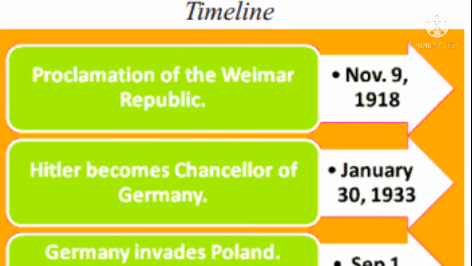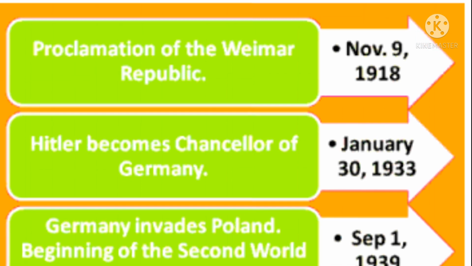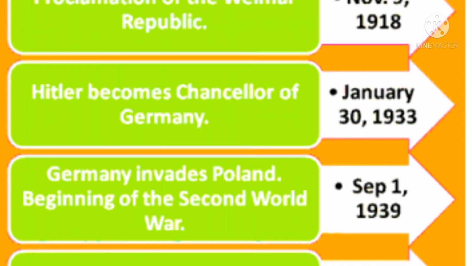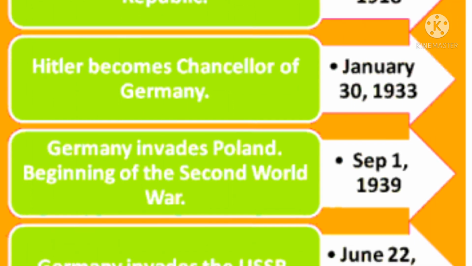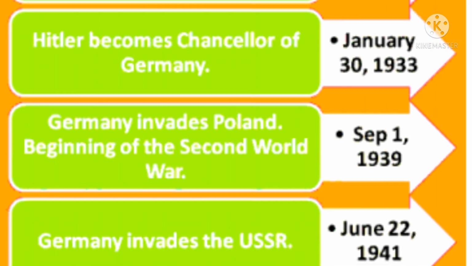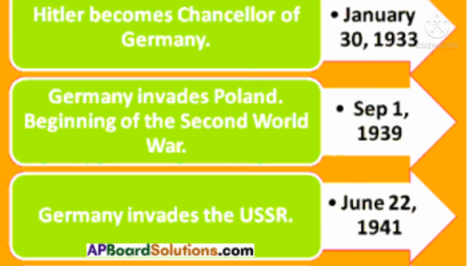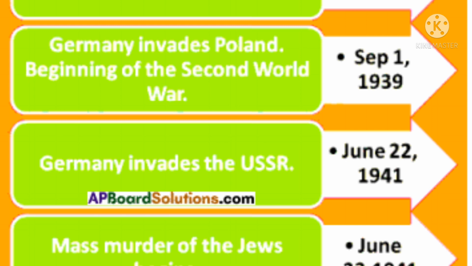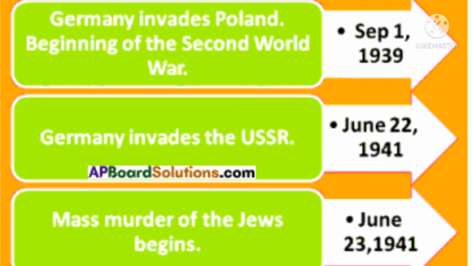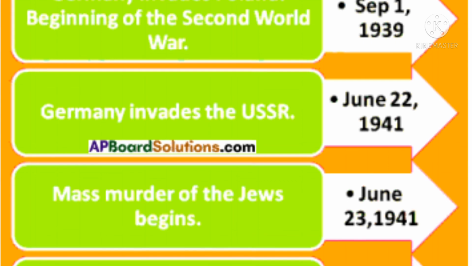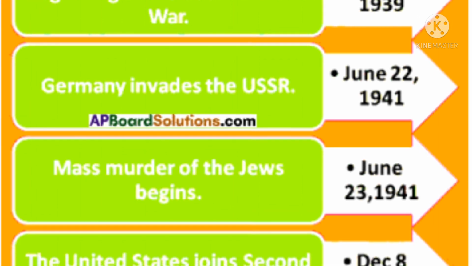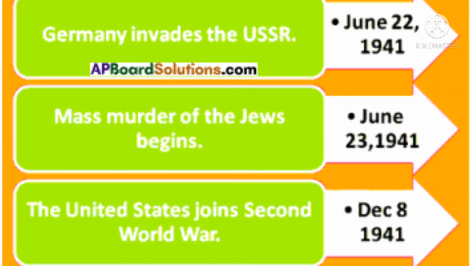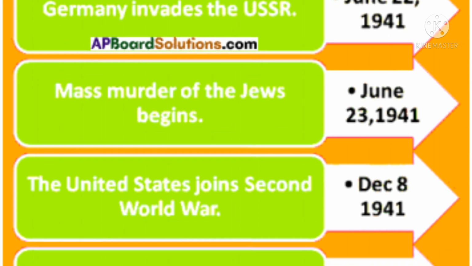Now let us learn about timeline chart 2. Proclamation of the Weimar Republic, November 9, 1918. Hitler becomes Chancellor of Germany, January 30, 1933. Germany invades Poland, beginning of the Second World War, September 1, 1939. Germany invades the USSR, June 22, 1941. Mass murder of the Jews begins, 1941. United States joins Second World War, December 8, 1941. Soviet troops liberate Auschwitz, January 27, 1945. Victory in Europe, May 1945.